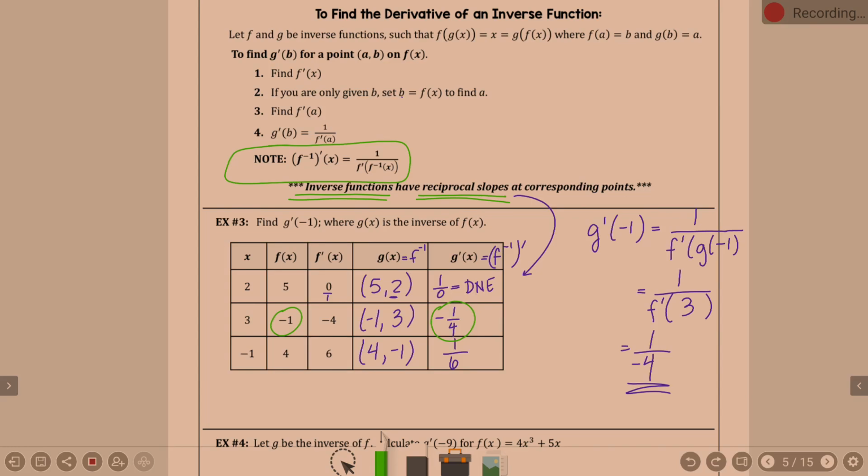We're going to be working with this formula a lot.